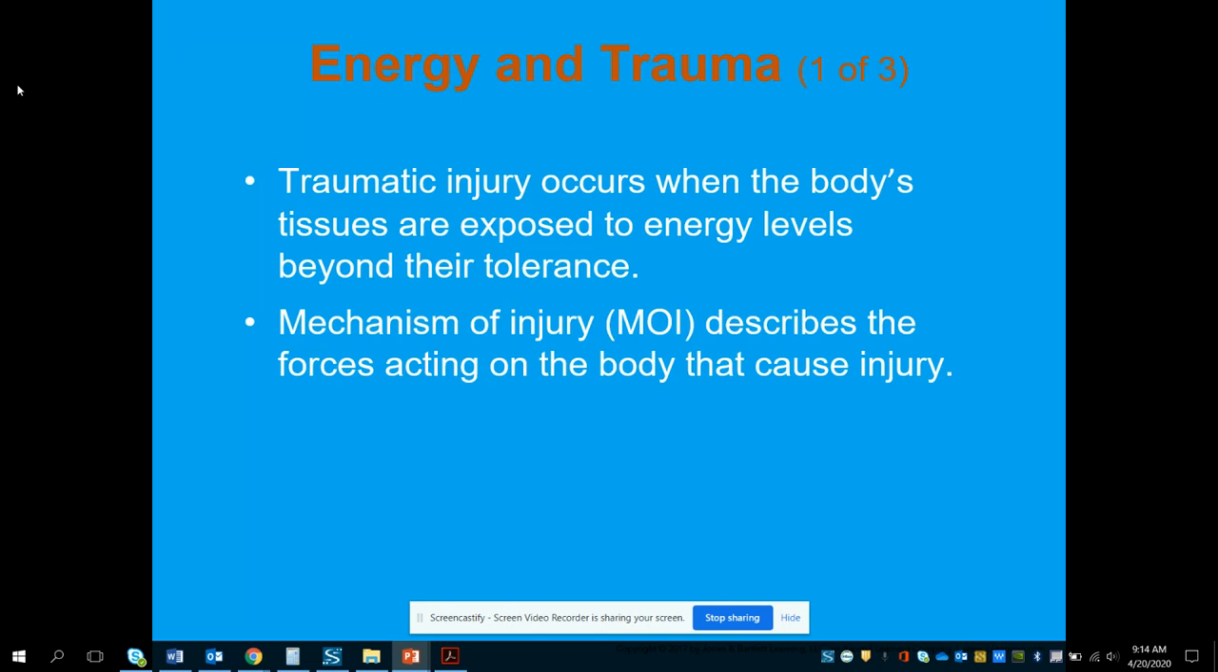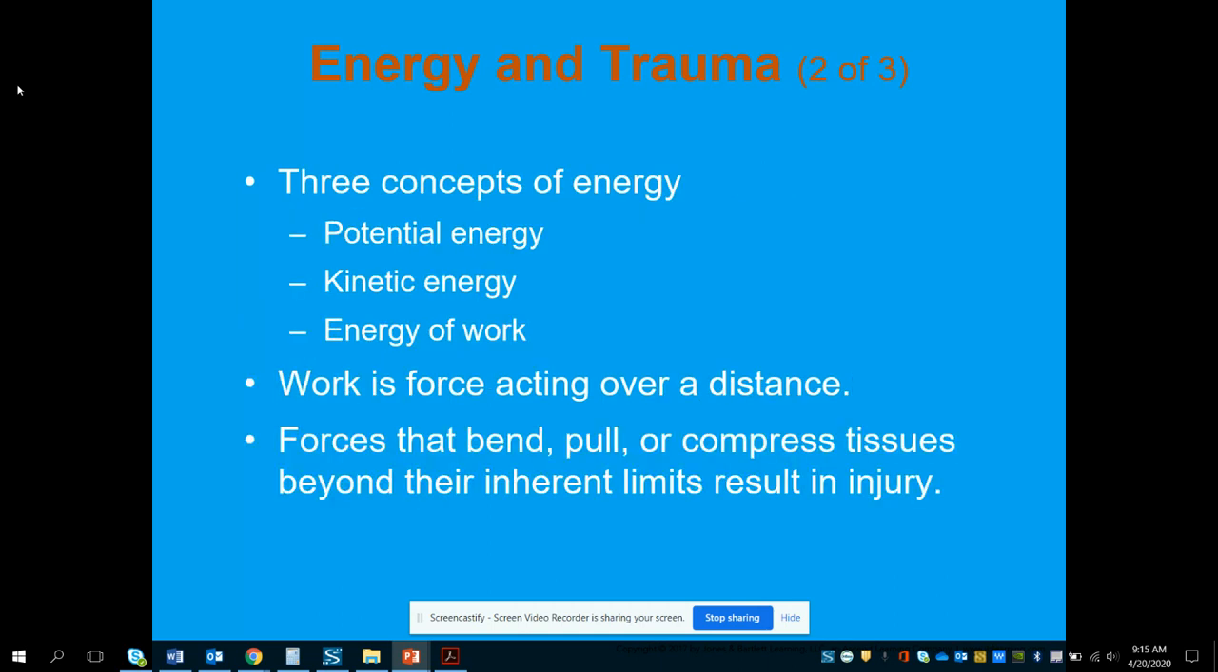So traumatic injury occurs when the body's tissues are exposed to energy levels beyond their tolerance, and the mechanism of injury describes the forces that were acting on the body that caused the injury. So how was the person injured? Was it blunt trauma? Was it penetrating trauma? And then, were they traveling in a vehicle at 60 miles per hour? Because that energy has got to transfer, and we're going to look at that a little bit more closely here.